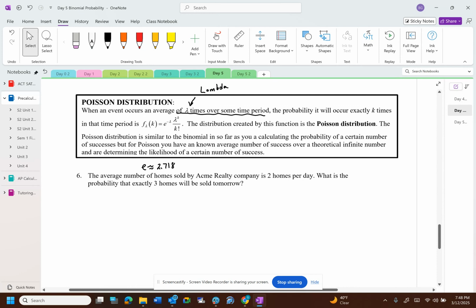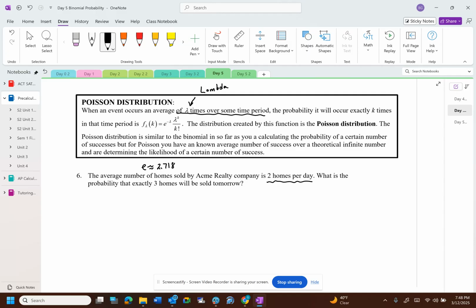So let's take a look at problem 6. The average number of homes sold by Acme Realty is 2 homes per day. You would know this after looking at a large amount of data for a long amount of time. So you have this value, you know what this average is over a long period of time. What is the probability that 3 homes will be sold tomorrow, if that average holds?